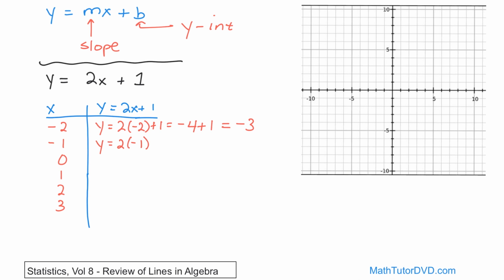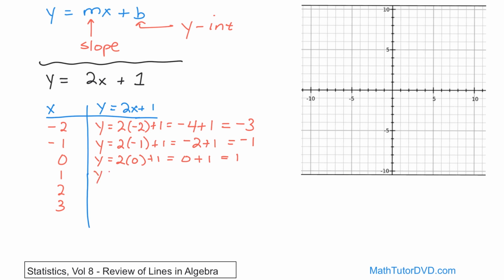All right, the next point, y equals 2 times x, but x in this case we're saying let's pick negative 1, plus 1. So 2 times negative 1 is negative 2, plus the positive 1. When you add those together you get negative 1. So once you get the hang of this, it's pretty simple. 2 times 0 plus 1 is 0 plus 1, which is positive 1.